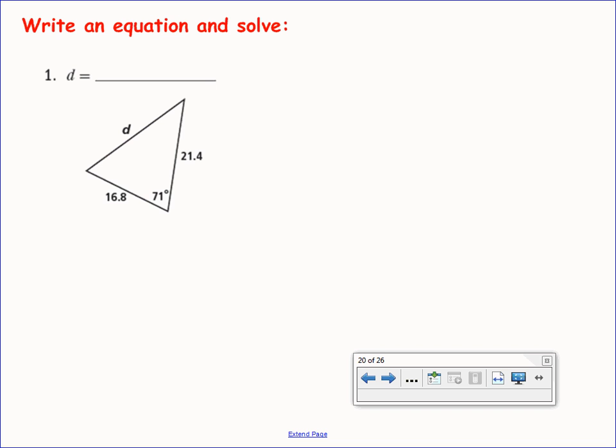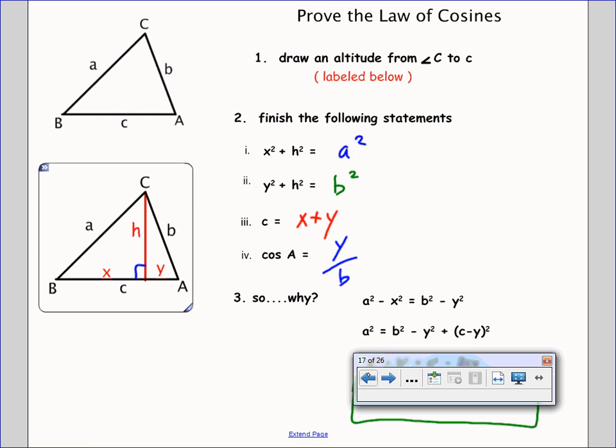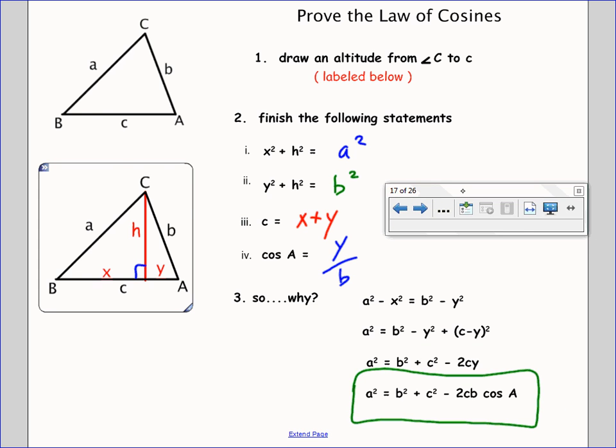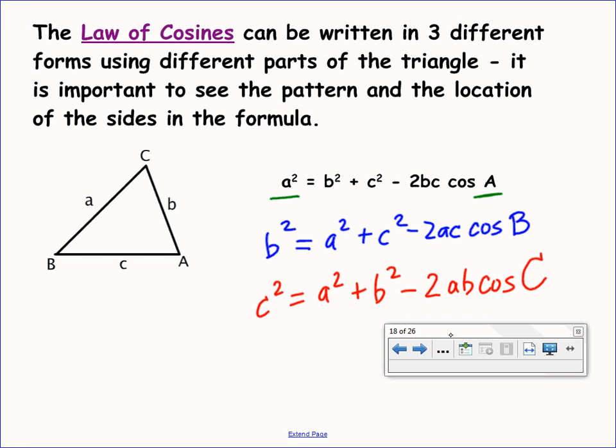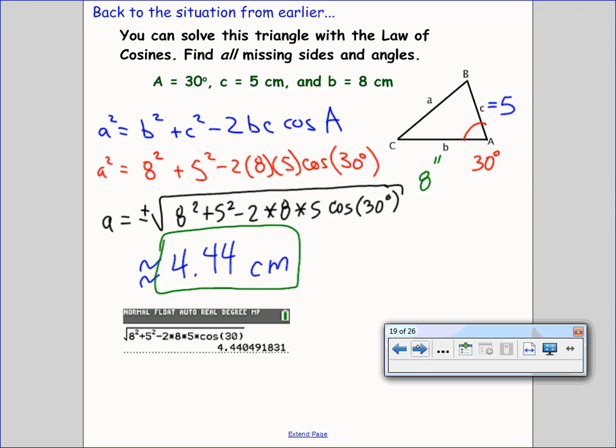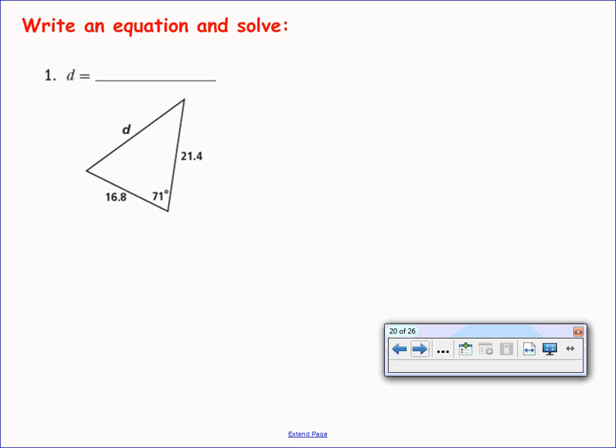So this is a situation not for law of sines, but for law of cosines. I don't have an A, a B, or a C though. So is it back to square one? No, remember these forms? It doesn't matter what letters are used, what matters is my opposite side angle pairing. So if my situation includes a side length D, then my angle opposite D is going to be the angle in my cosine, angle 71. We can use whatever letters we want, so long as the opposite side angle pairing is at the start and end of my law of cosines.